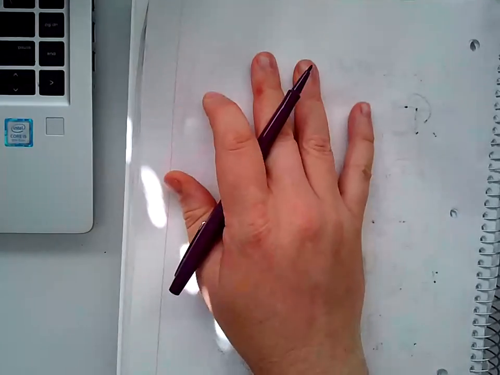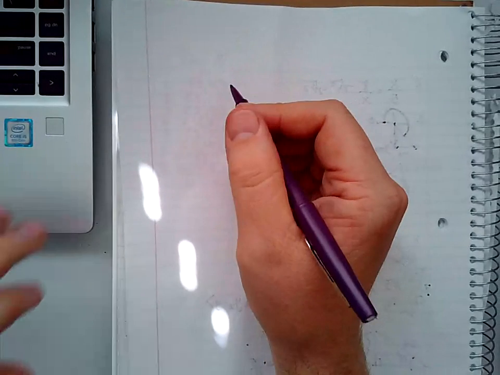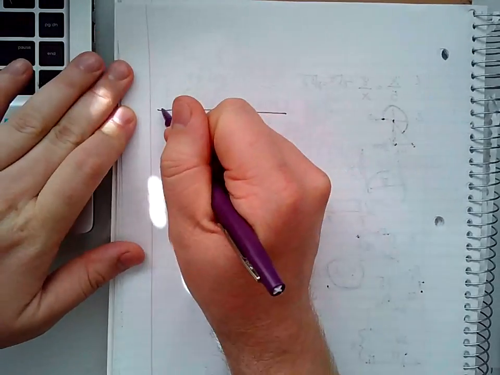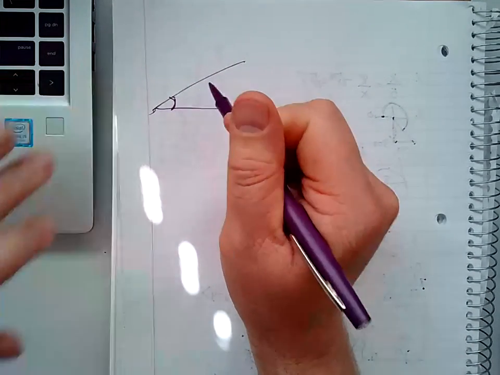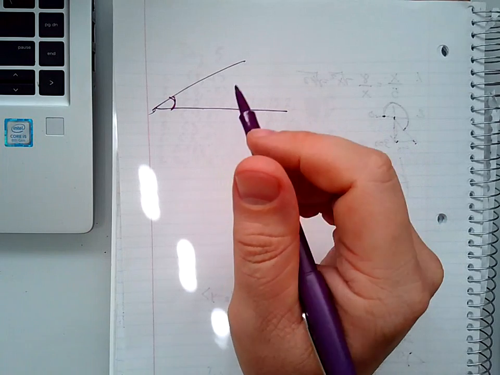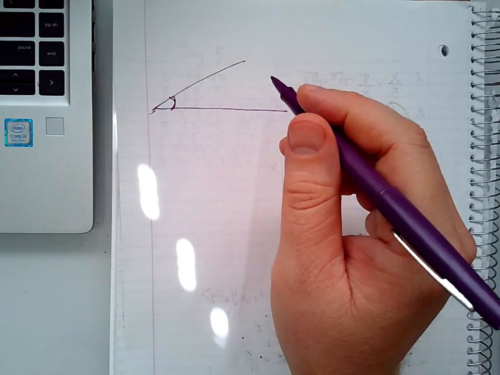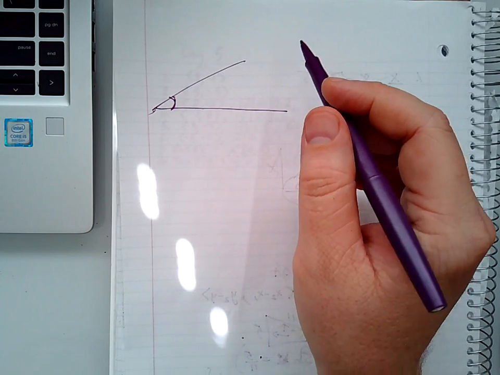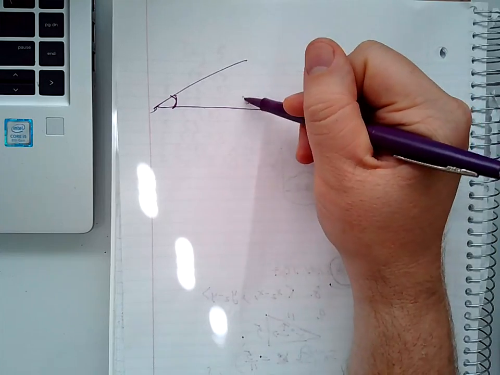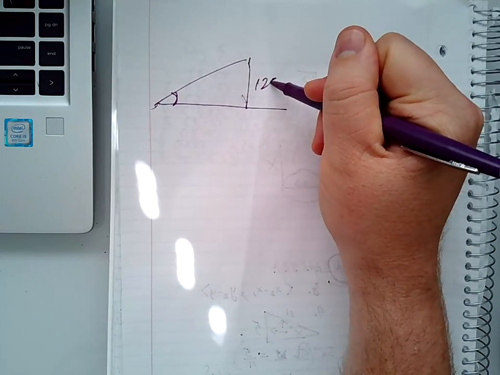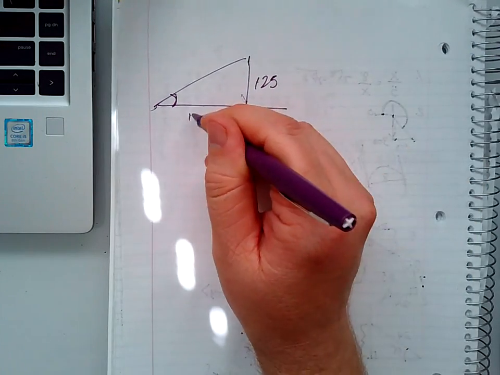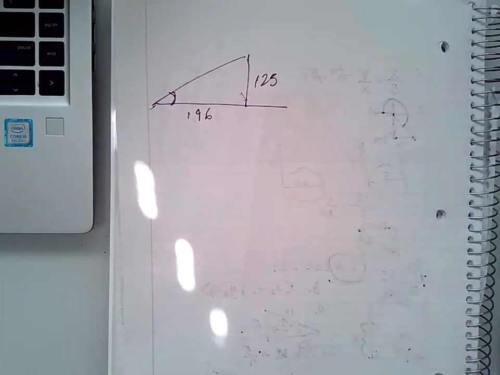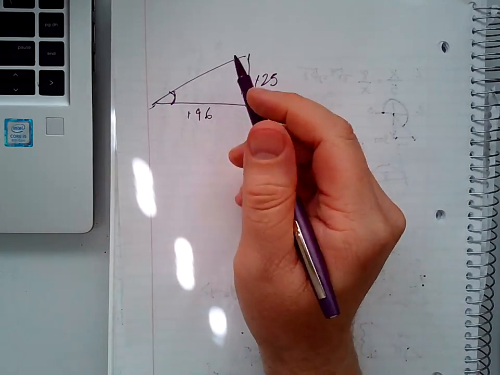Okay. Number 10. Let's see here. Number 10. Find the angle of elevation. Angle of elevation. Remember, angle of elevation is always from whatever the horizontal is up. This is that angle of elevation. Find the angle of elevation of the sun if a building 125 feet tall cast a shadow of 196 feet long. So we know that is 196. Round to the nearest degree.